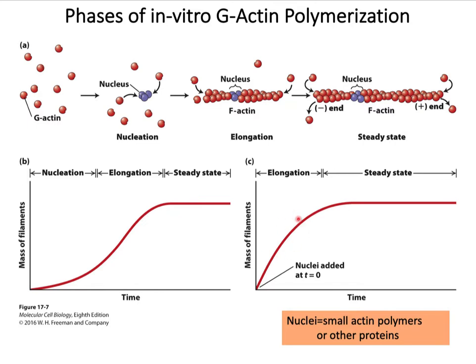On the right graphical representation, now if you happen to add some kind of nucleus to a reaction, and the nucleus could be a small actin polymer or some actin-binding proteins that can serve as nuclei, and we'll talk about these later, then you can see that you can overcome this lag phase quite efficiently, and you get more rapid elongation until you reach the steady state.